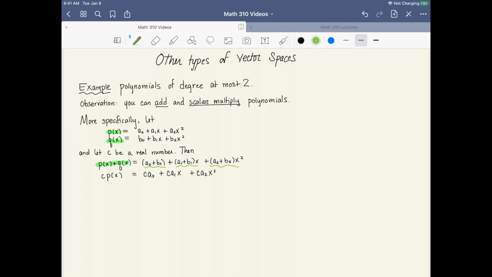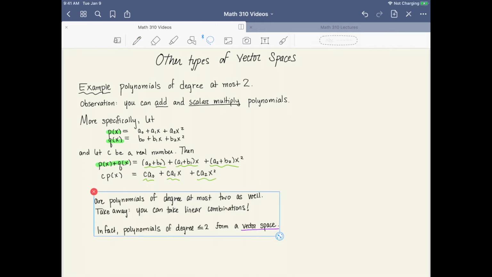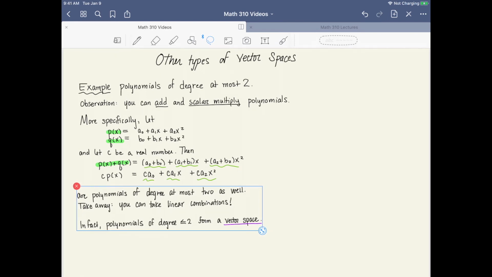Scalar multiplying a polynomial means scalar multiplying through the whole thing. And when you distribute across the parentheses, you see that all of the coefficients are multiplied through with a c as well. So you can add polynomials and you can scalar multiply them. The takeaway here is that polynomials of degree at most 2 form a vector space, because you can take linear combinations of them and produce another of the same object, that is, a polynomial of degree at most 2.